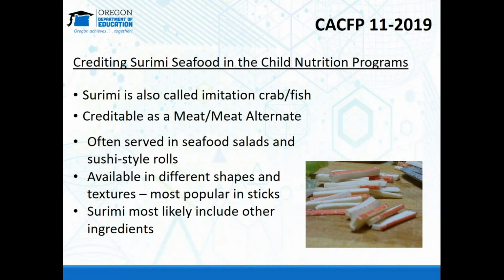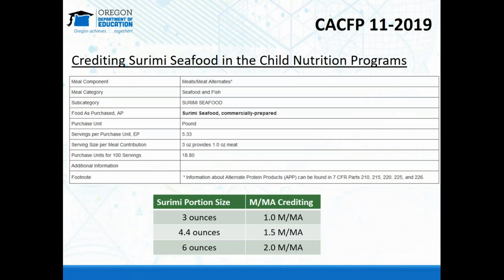Surimi is a combination food, meaning that it includes multiple ingredients, some which credit for CACFP and some which do not. Because of that, crediting surimi will require a higher volume. Here is the food item description for surimi from the Food Buying Guide. Under the serving size per meal contribution, you can see that it takes 3 ounces of surimi to credit for 1 ounce equivalent of meat.